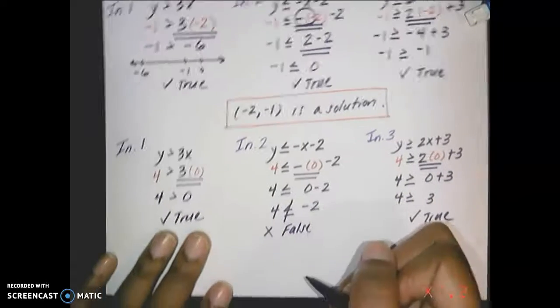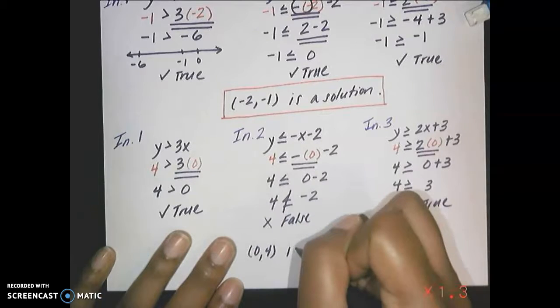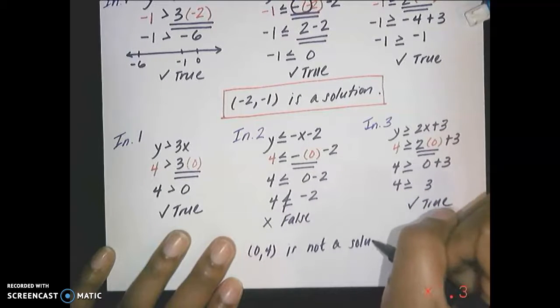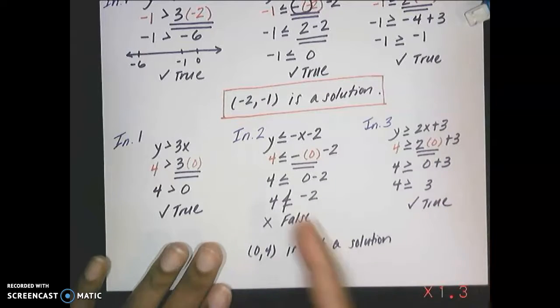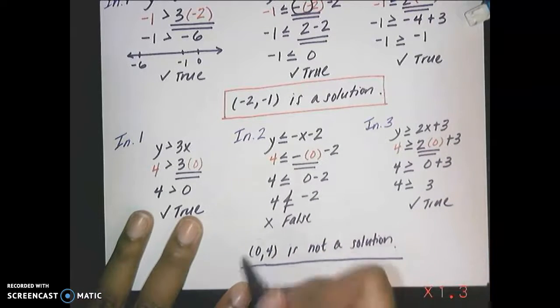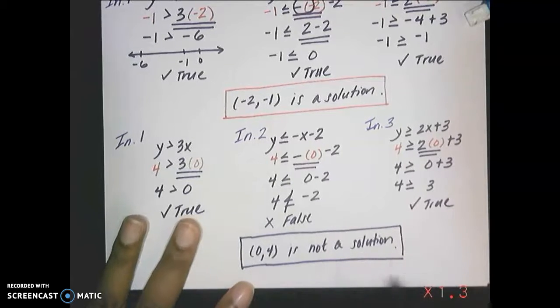So I can write that in. That point, 0, 4 is not a solution. And the reason being is because of inequality number 2. It's not a solution to our system because 4 is greater than a negative 2. 4 is greater than 2, but 4 is really greater than a negative 2.